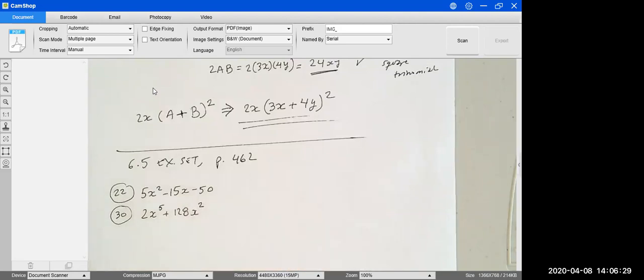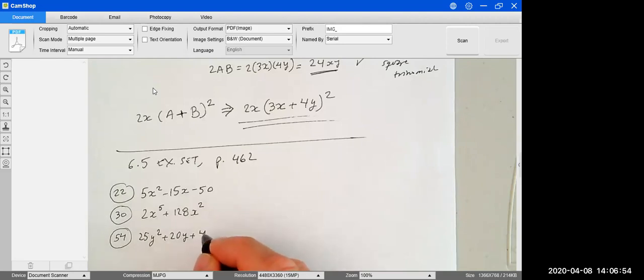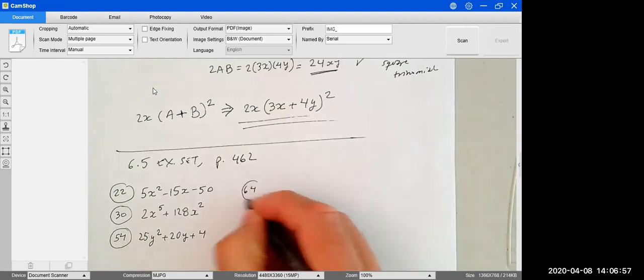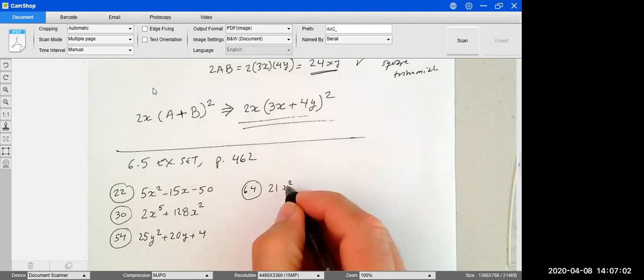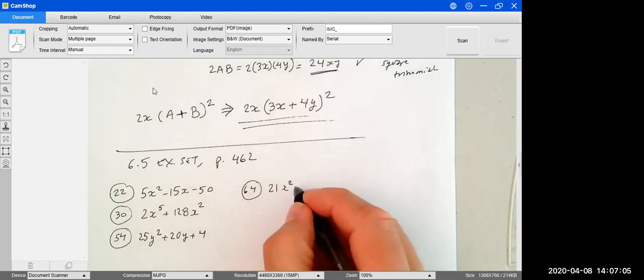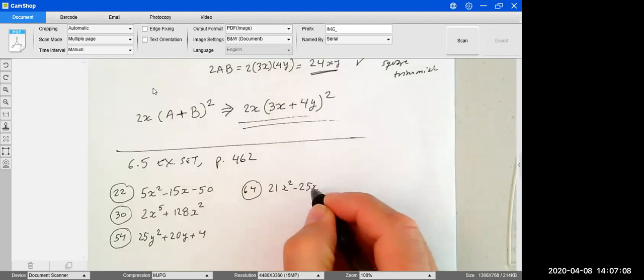128x squared. Then we have problem 54. Problem 54 is 25y squared plus 20y plus 4, then 64 is 21x squared, so minus 25x minus 4.